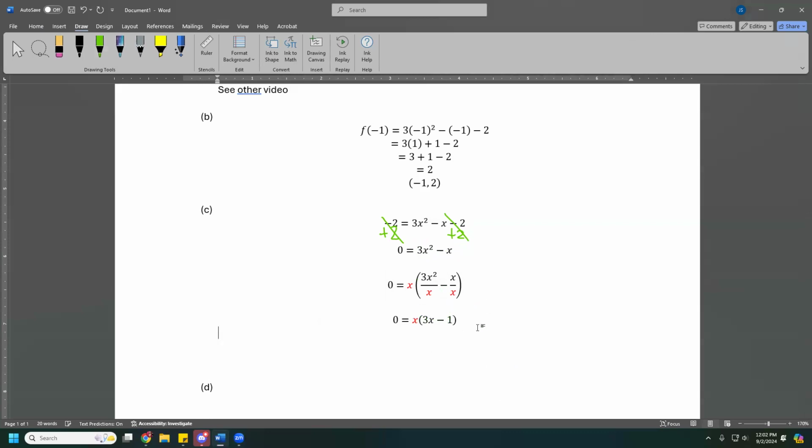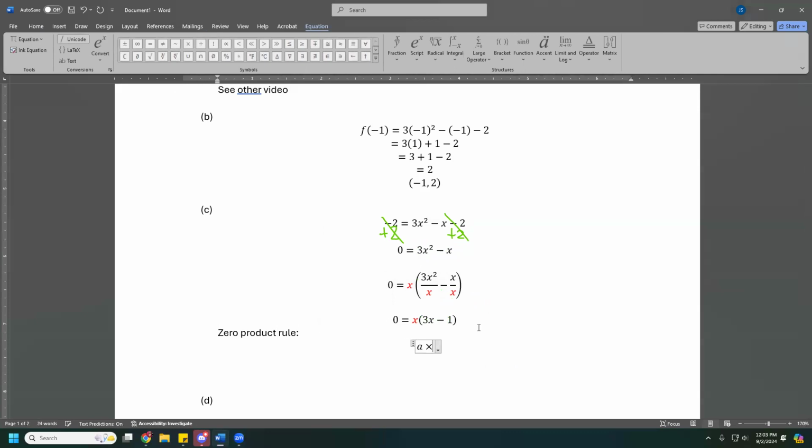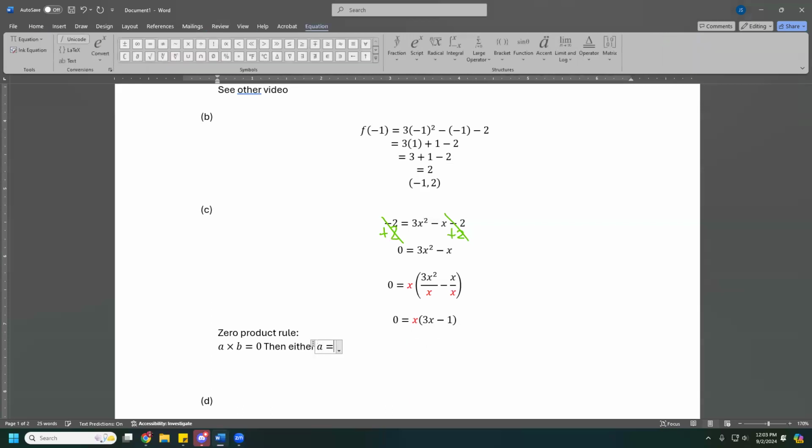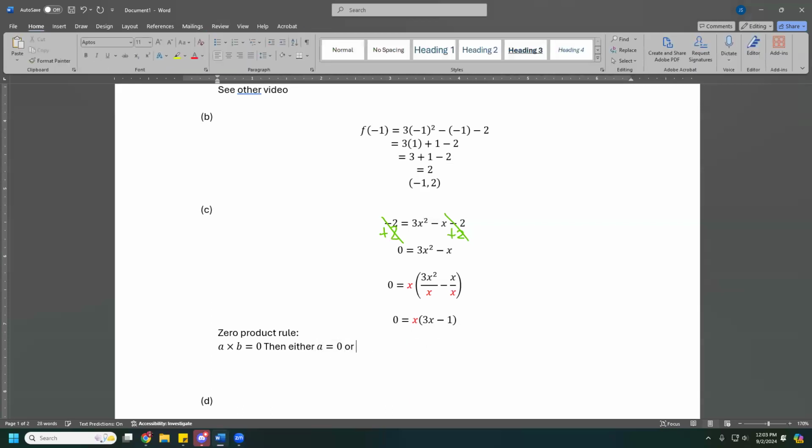Now the reason I did this is because I want to use something called the zero product rule. The zero product rule says that if I have something like A times B, two things that are multiplied together, and I know that they give me 0, then either A is equal to 0 or B is equal to 0, or potentially both. They could both be 0. But the idea is if I know that my two things multiplied together give me 0, then one of these guys definitely had to be 0. So that's what we're going to use here.